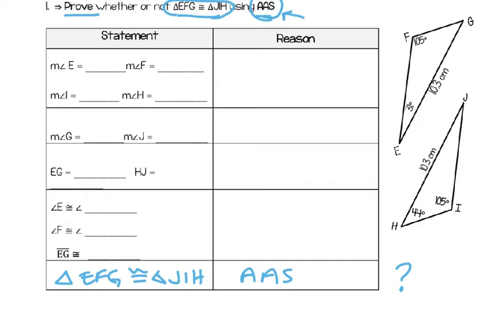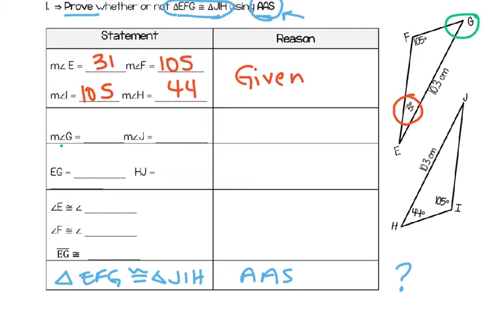In a two-column proof, the very first thing you want to do, generally speaking, is to state your givens. The reason I know the measure of angle E is because it was given to me in the picture. So I'm going to say 31 degrees because it was given. The measure of angle F is 105, the measure of angle I is 105, and the measure of angle H is 44. All of those were given in the picture, and so that's the reason I know them.